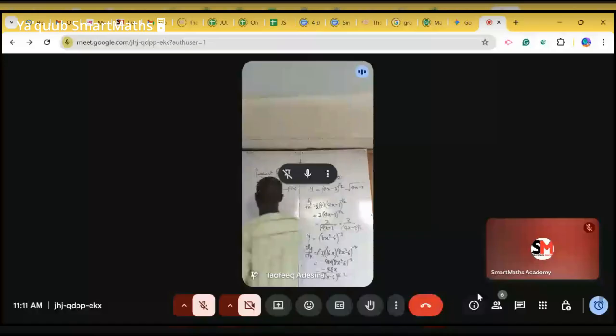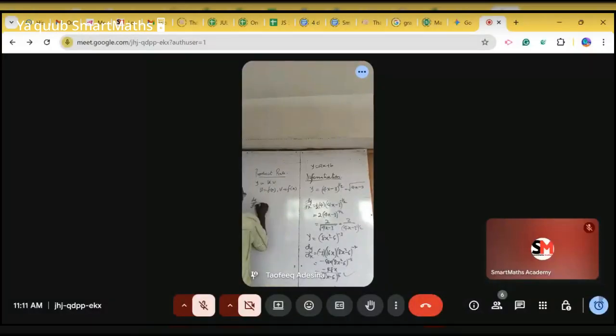dy/dx equals u dv/dx plus v du/dx. That is, you keep one function and differentiate the other, plus keeping the previous one and differentiating the previous, keeping the other one constant. It's just like that.